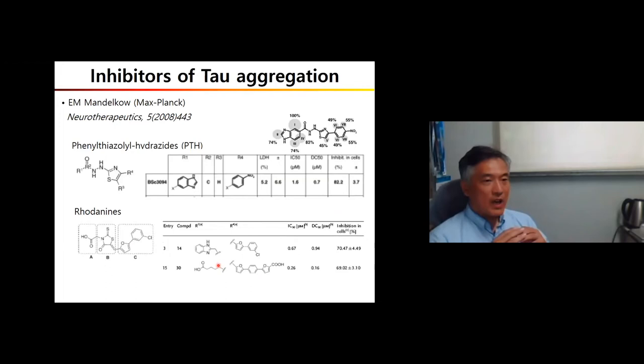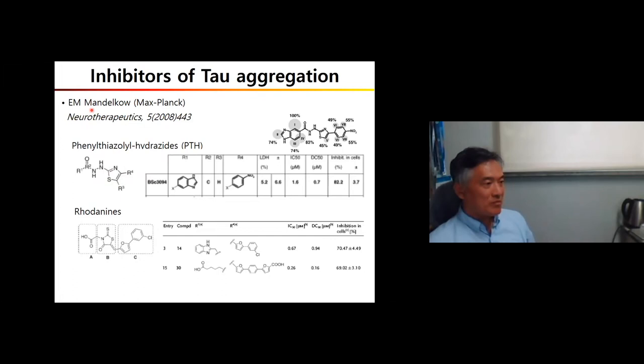Tau PET imaging agents were developed starting from the inhibitors of tau aggregation. I think especially the Japanese group emphasized developing the tau imaging agent. Then they started from the old tau aggregation inhibitors, from the E.M.